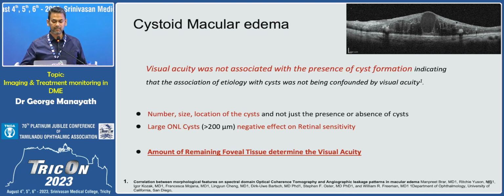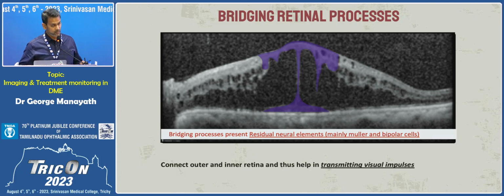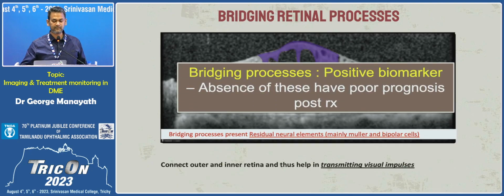It is all about the remaining foveal tissue that determines the visual outcome. Here comes the importance of the bridging retinal tissue. These are the residual neural elements which transmit the impulses from the photoreceptors to the ganglion cells by way of Muller cells and bipolar cells. A bridging retinal process on OCT is a positive imaging biomarker which predicts good vision for the DME outcome if it is present.